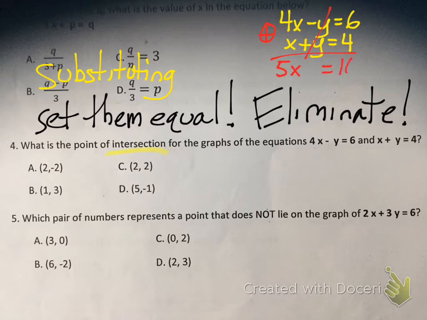4x and x will make a 5x, and 6 plus 4 will make 10. And then you'll divide both sides by 5, and you'll be left with x equals 2, because that's what 10 divided by 5 is.